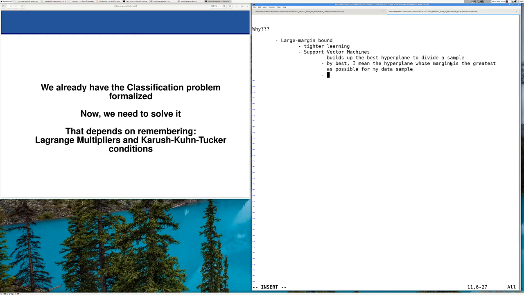But there is something really important. If you've got a linearly separable space, that means I can separate the positive and negative classes in a given space, the support vector machine provides the best solution at all. And the large margin bound is the proof for that.